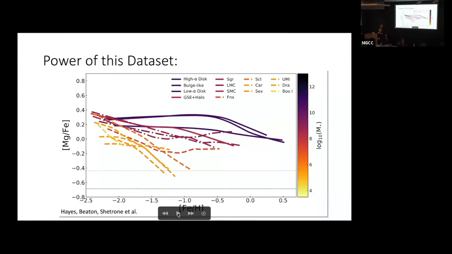Hi, Rachel. Christine McQuinn, Space Telescope and Rutgers University. So you had a plot a couple slides before this where you talked about adding another dimension, namely dilution. Have you thought about adding another dimension, namely outflows for the dwarf galaxies?